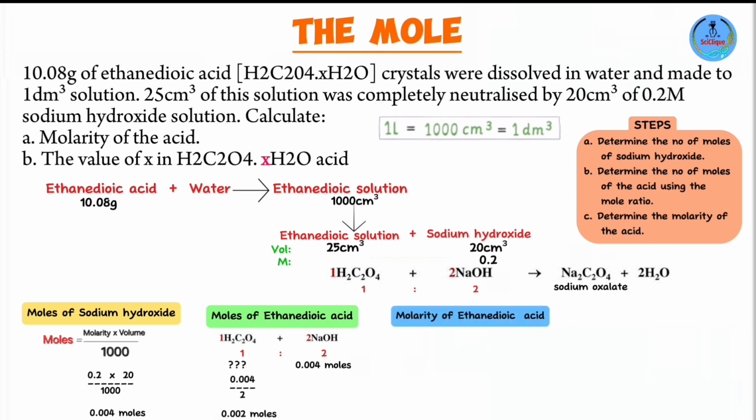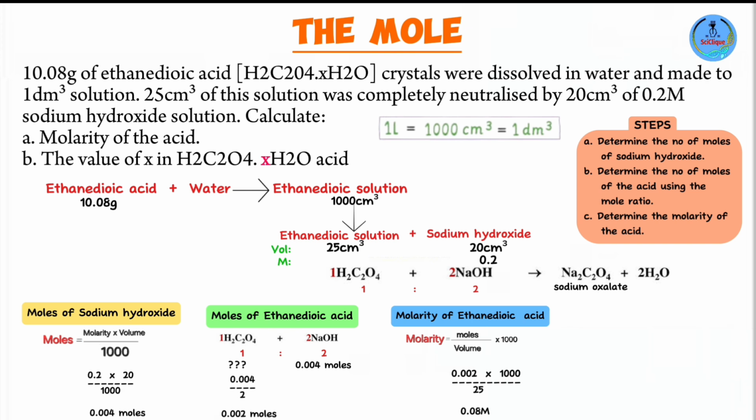Last step, determining the molarity of the acid. What do we have at this point regarding the acid? We have the moles, which we've just calculated. We have the volume, which is 25. So we substitute everything, and this gives us a molarity of 0.08 M. That is the molarity of the acid. So we have answered part A. Let us now tackle part B.